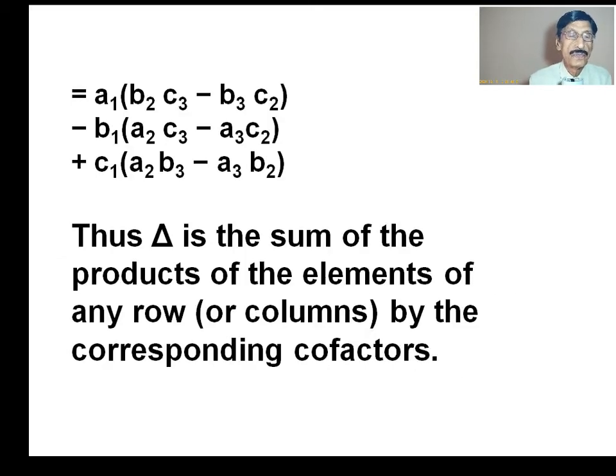Now this is equal to this expression. A1, this calculation has been done for the cofactor. Please look at this. Thus, delta is the sum of the products of the elements of any row. These are the elements A1, B1 and C1 by the corresponding cofactors. This is one cofactor, another cofactor and another third cofactor.